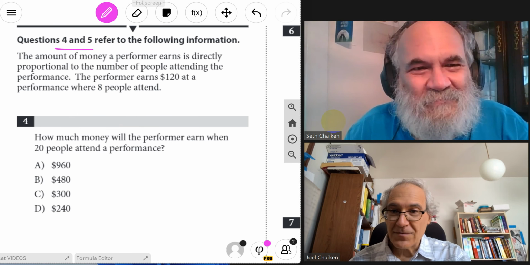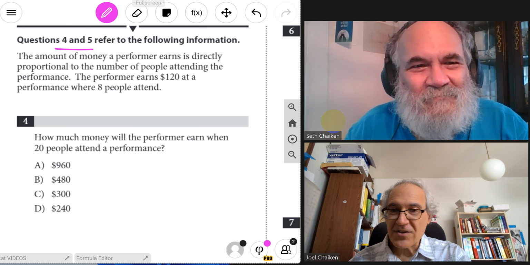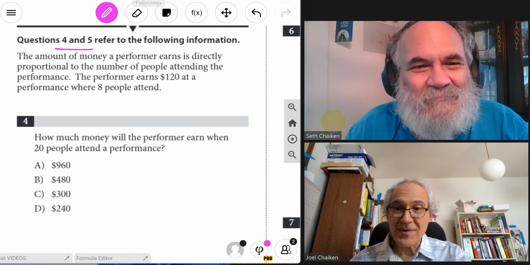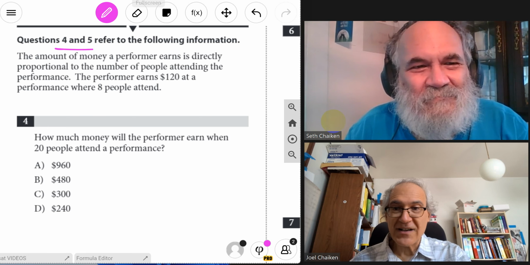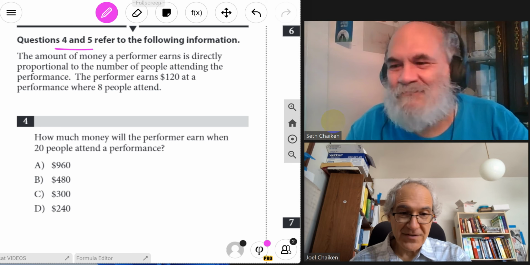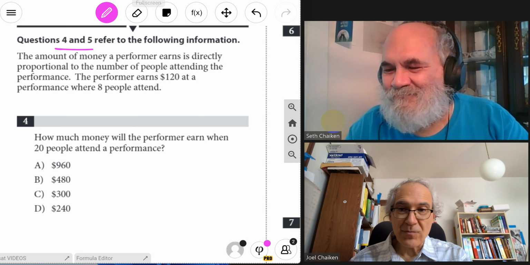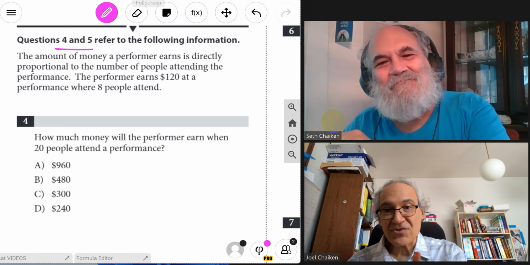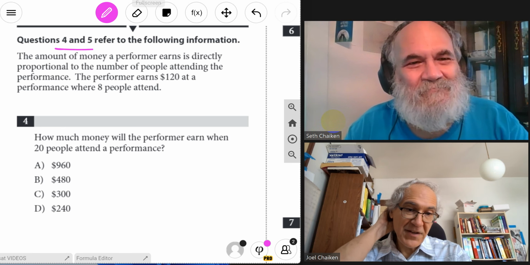The amount of money a performer earns is directly proportional to the number of people attending the performance. The performer earns $120 at a performance where 8 people attend. How much money does the performer earn when 20 people attend a performance? So this is basically a ratio problem. You could look at it as a direct proportion problem. You can do both.